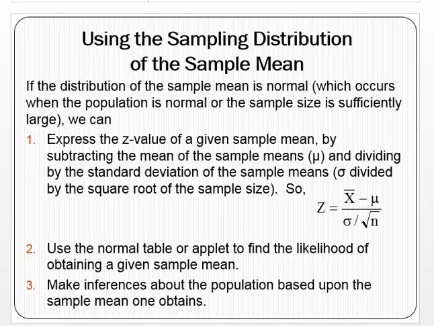To do so, you express the z-value of the sample mean as we did with the normal: take the sample mean minus the mean of the sample means, which is the mean of the population, divided by the standard deviation of the sample means, which is sigma over the square root of n. That gives me the z-score of the sample mean. Then, just as we did before with our normal problems, use the normal table or an applet, but we don't have access to applets in this course, to find the likelihood of obtaining the sample mean. Eventually we're going to use this information to make inferences about the population. So let's do one quick example.